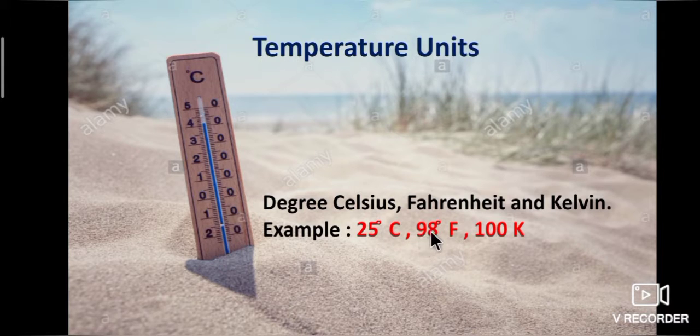Like that, second one, 98 degrees Fahrenheit. First the number and then a small circle in the upper case with the capital F. This is 98 degrees Fahrenheit. At last, Kelvin. This is capital K. We should denote capital K. The SI unit of temperature is Kelvin.